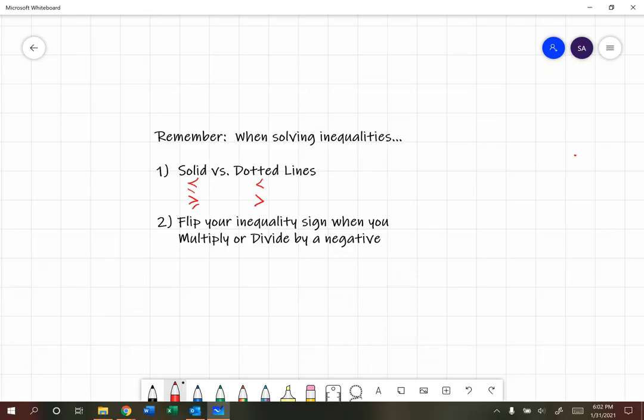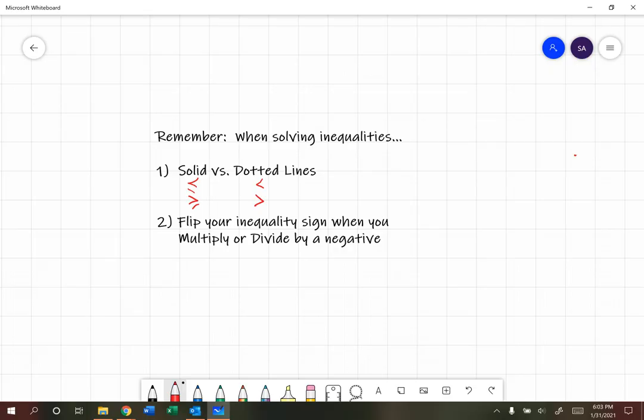The second important thing is to make sure that when you are solving your inequality or putting it in slope intercept form, which is what I assume most of you will do, don't forget to flip your inequality sign when you multiply or divide by a negative. So if you are rewriting your inequality so that it's in slope intercept form, make sure that you're remembering to flip. Otherwise, your shading for your inequality will be incorrect.